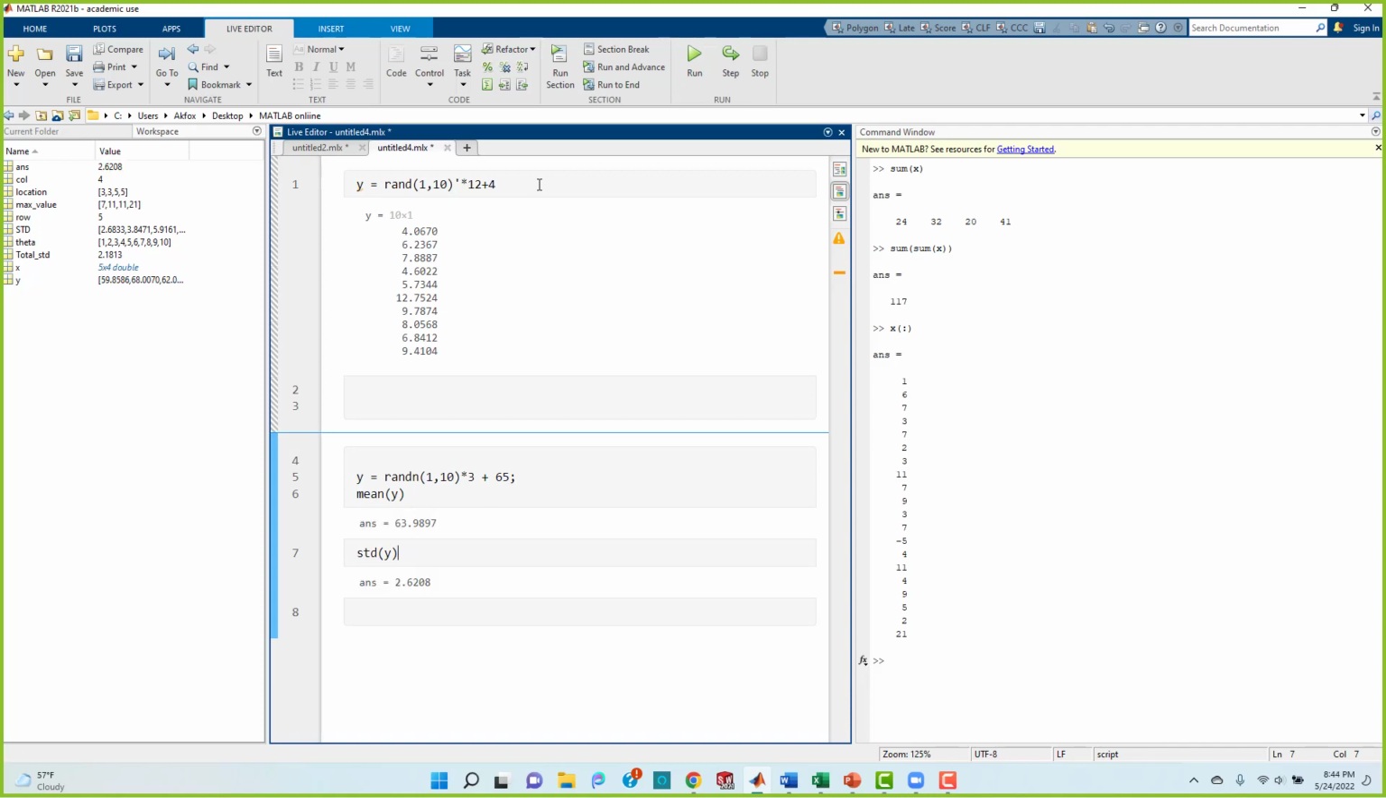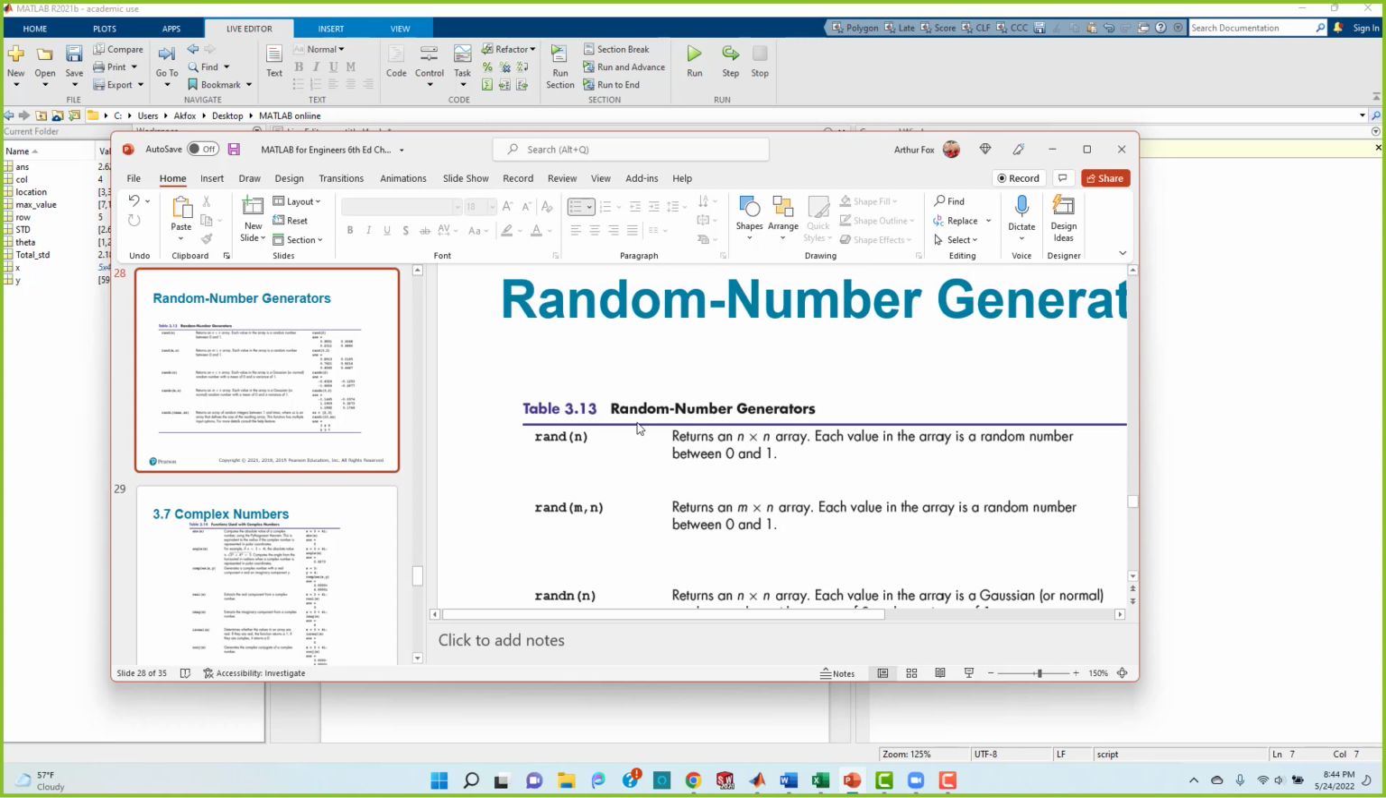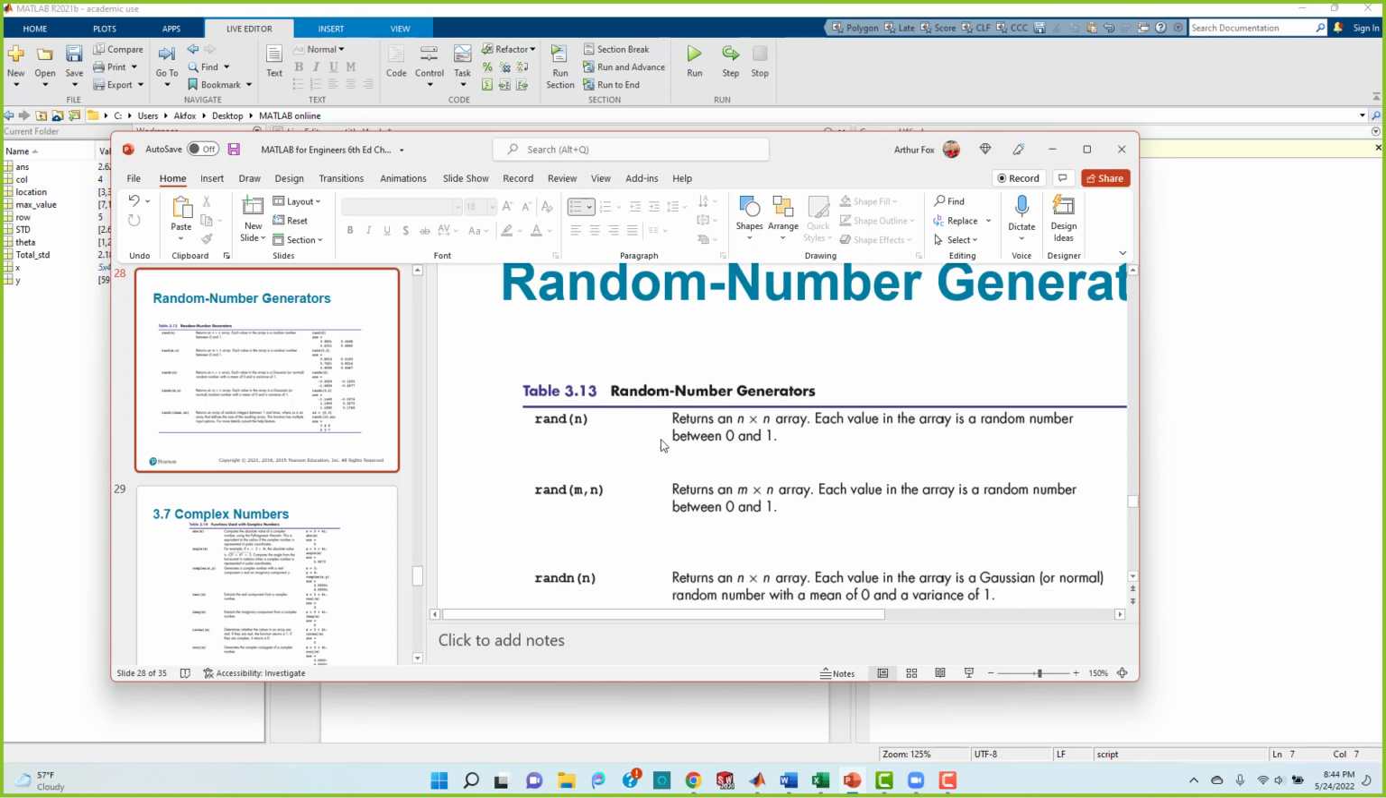So these are in the textbook. I don't expect you to remember this. I mean, you can write it down right now if you want, but it is in the textbook. I could look up the page number, but it's in there somewhere. I'm guessing somewhere around table 313.